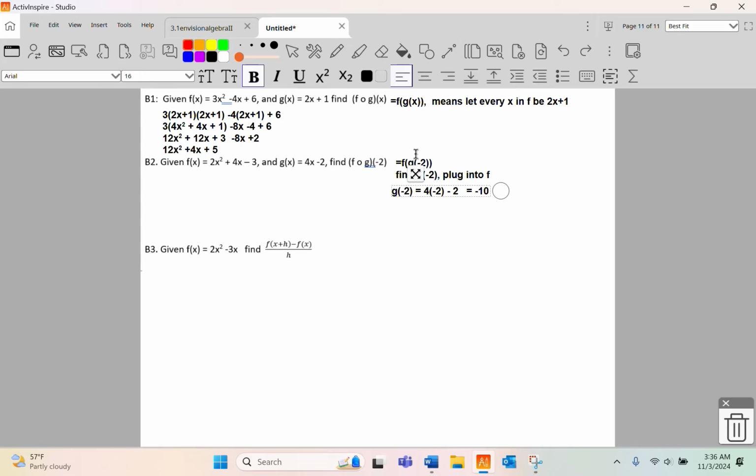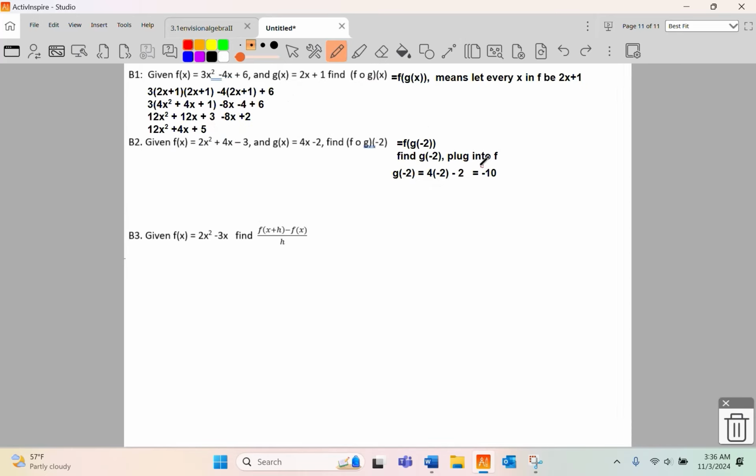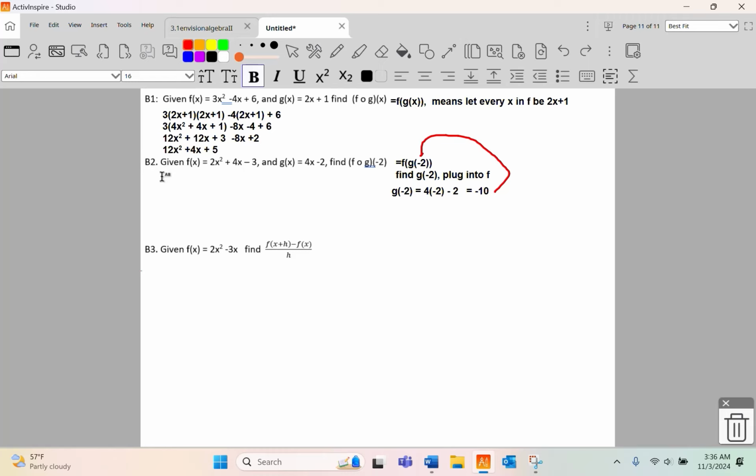Since I'm literally using the substitution property here, that is going right there. All right, so f of negative 10 is next. That's going to be 2 times the negative 10 to the second plus 4 times the negative 10 minus a 3. Let's see, negative 10 squared is 100. Then we have minus 40 minus 3. We have 200 minus 40, which is 160, minus 3, which is 157.